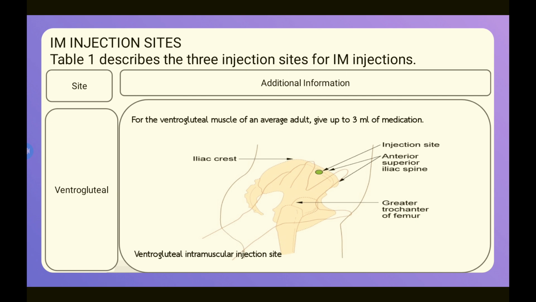For the ventrogluteal muscle of an average adult, give up to 3 milliliters of the medication at every shot you give. This is the maximum.